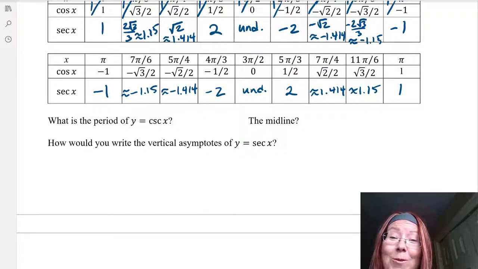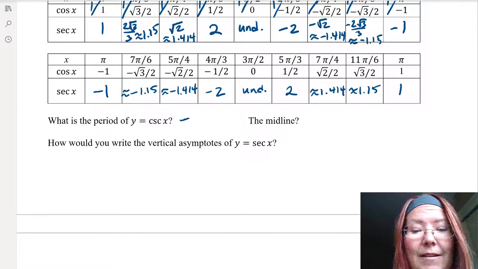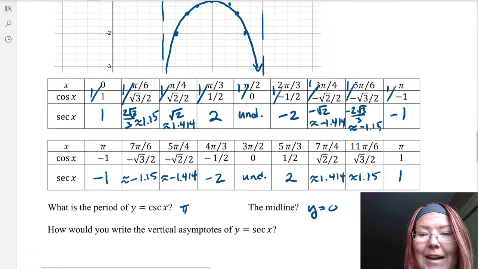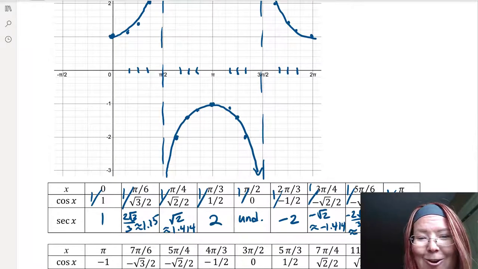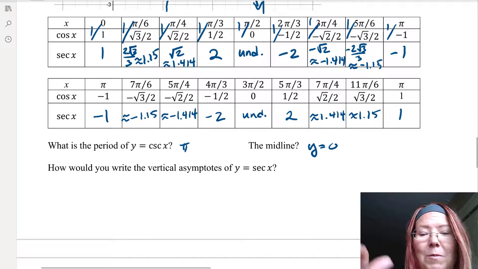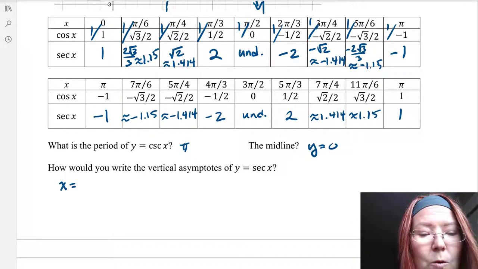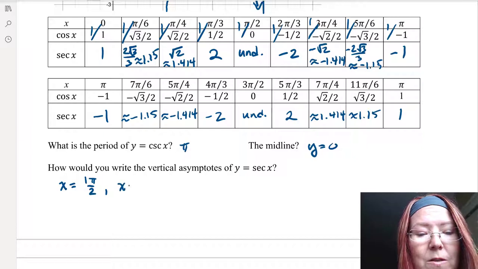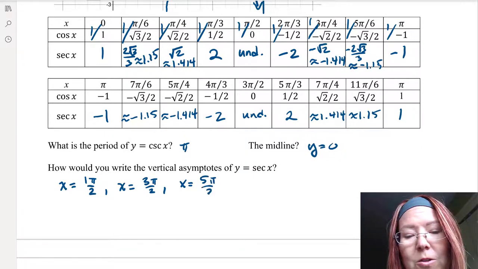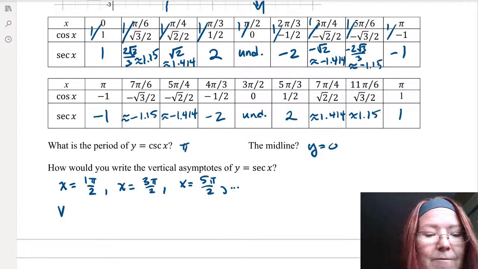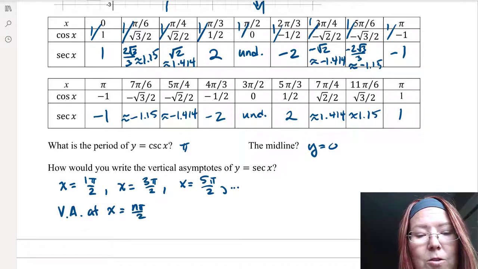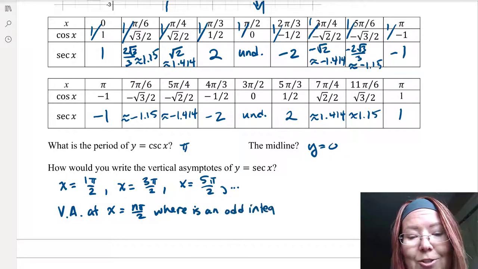When we want to talk about the period of secant x, it's still going to be pi. The midline is still going to be y equals 0. And then how would we write the vertical asymptotes? Well, let's look at where they are now. They're at pi over 2, 3 pi over 2. The next one would be 5 pi over 2. So let's just write out a couple: x equals pi over 2, x equals 3 pi over 2, x equals 5 pi over 2, dot dot dot. We basically have vertical asymptotes at x equals n pi over 2, where n is an odd integer this time.